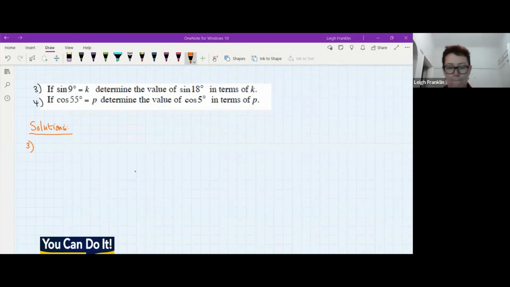To find the value of sine 18 in terms of k, since 18 is double 9, we'll have to use our double angle formula. You would, absolutely. Perfect. So you spotted that straight away. So 2 times 9 degrees gives you 18 degrees. And now when we expand it, what should we write here? 2 sine 9 cos 9. Cos 9, lovely, good.